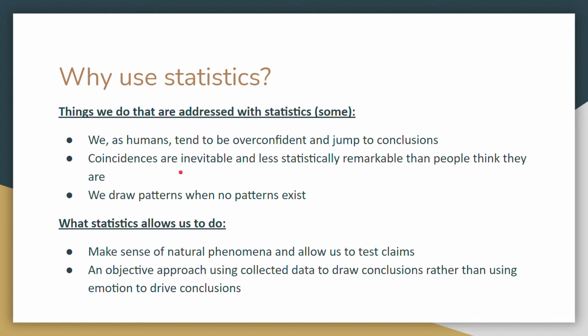Coincidences are inevitable, and they're actually less statistically remarkable than people think they are. Coincidences occur more frequently than you'd think, and you're always going to run into them. So it's important to address this notion that coincidences are inevitable. It's not something that just happens. Things happen by chance, but we want to figure out why they happen by chance. And we also draw patterns when no patterns exist.